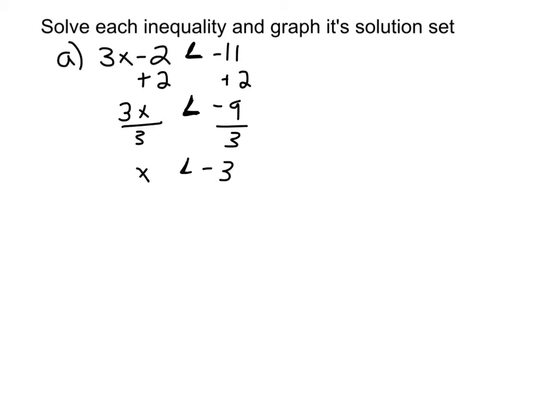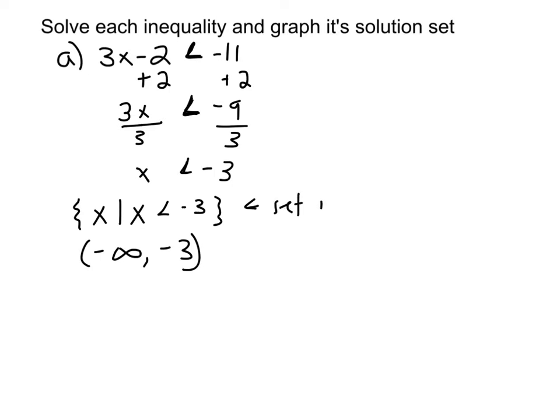is negative 3. If you were to write your solution in set notation, you'd say x such that x is less than negative 3. If you were to write it in interval notation, if we're less than negative 3, that means we go all the way from negative infinity to negative 3. This is called set notation, and this is called interval notation. Those are two different ways of writing the same answer.